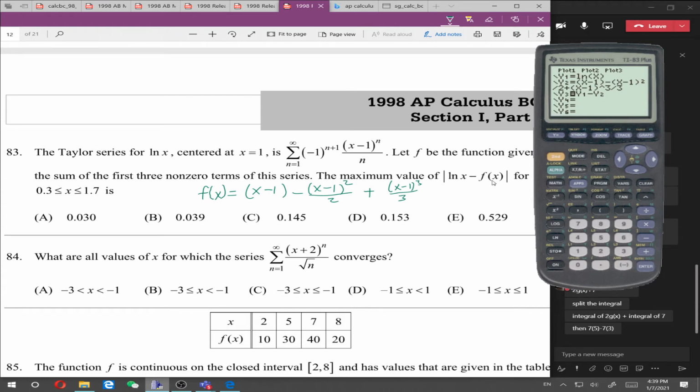Oh, this is an absolute value. I missed that. Okay, so I need to put these in an absolute value sign. So I'm hitting second insert so I don't overwrite. This is math, numbers, absolute value. Check the absolute value of y1 minus y2. We'll try that again.